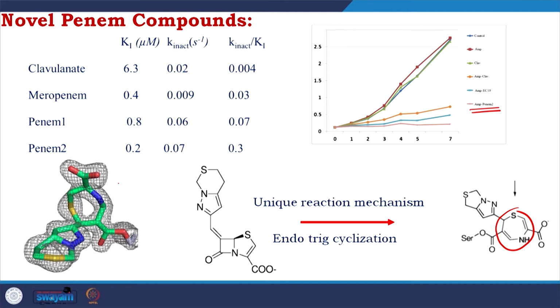So, what is our hypothesis, that when a bacterial enzyme attacks here, there is a modification, rearrangement of the ring, and a 7-membered ring containing new compound develops. Because of this, up to now there is no report of resistance against this class of novel penems.